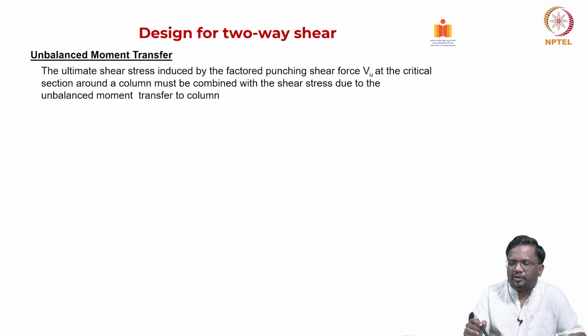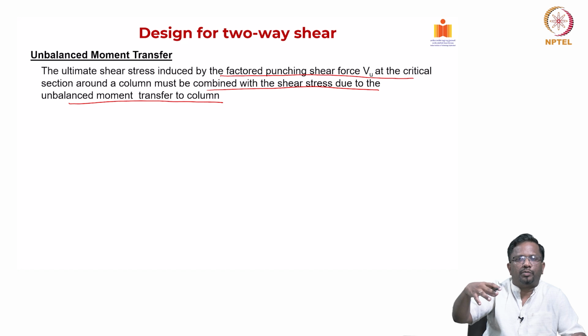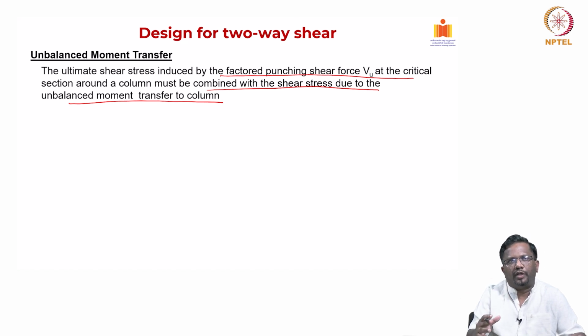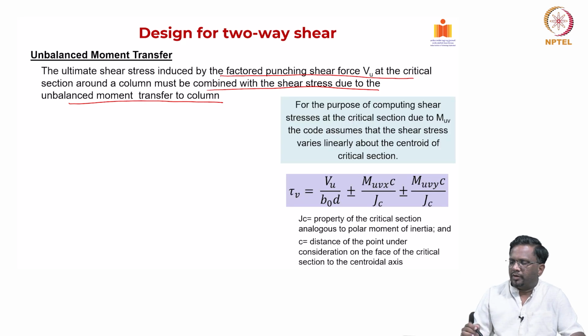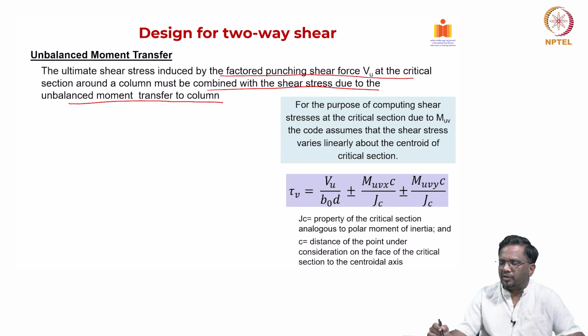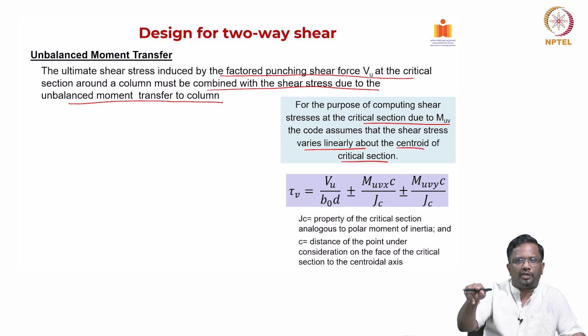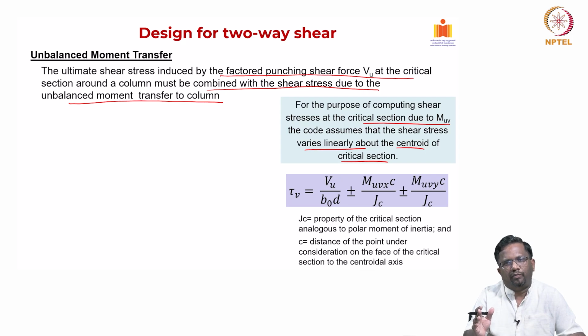So, the directions, as you can see, are changing. So, the couple between these stresses will give me the resistance for part of the unbalanced moment, right. Now, the ultimate shear stress induced by the factored punching shear force at the critical section around the column must be combined with the shear stress due to the unbalanced moment transferred to the column. So, you have one that is coming from the factored punching shear force, that we have to include. In addition to that, there is a shear stress coming from the unbalanced moment transfer to the column, right. So, for the purpose of computing shear stresses at the critical section due to MEV, the code assumes that the shear stress variation is linear about the CG of the critical section. So, we have seen the critical shear perimeter. So, we are saying that this unbalanced moment transferred through shear will have linear variation.